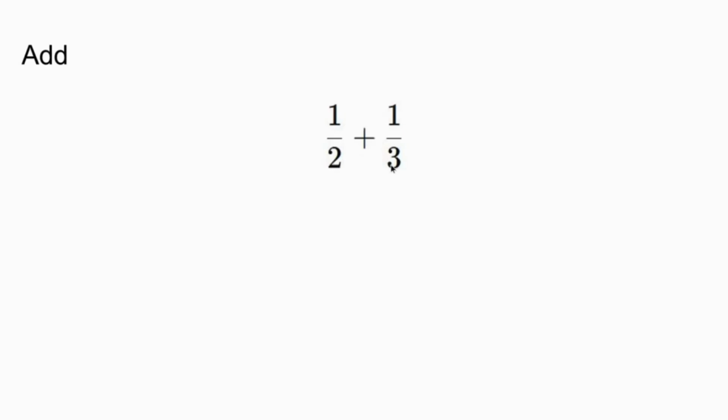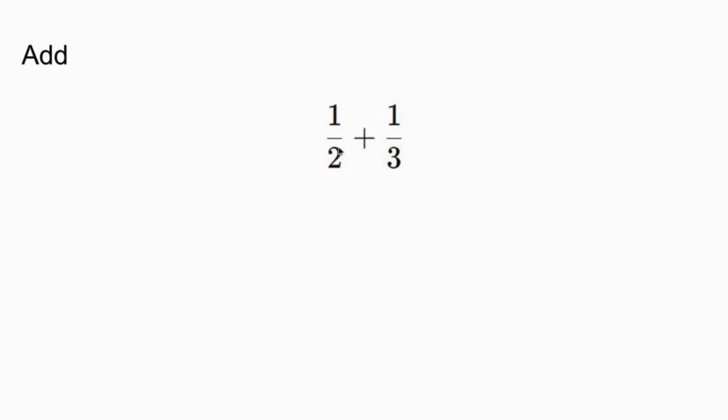Add 1/2 plus 1/3. When adding fractions, you need to make sure that they have the same denominator. These guys don't. So we need to find a least common denominator and turn these fractions into different fractions so I can add them. Looking at these numbers, 2 and 3, my least common denominator is going to be 6.